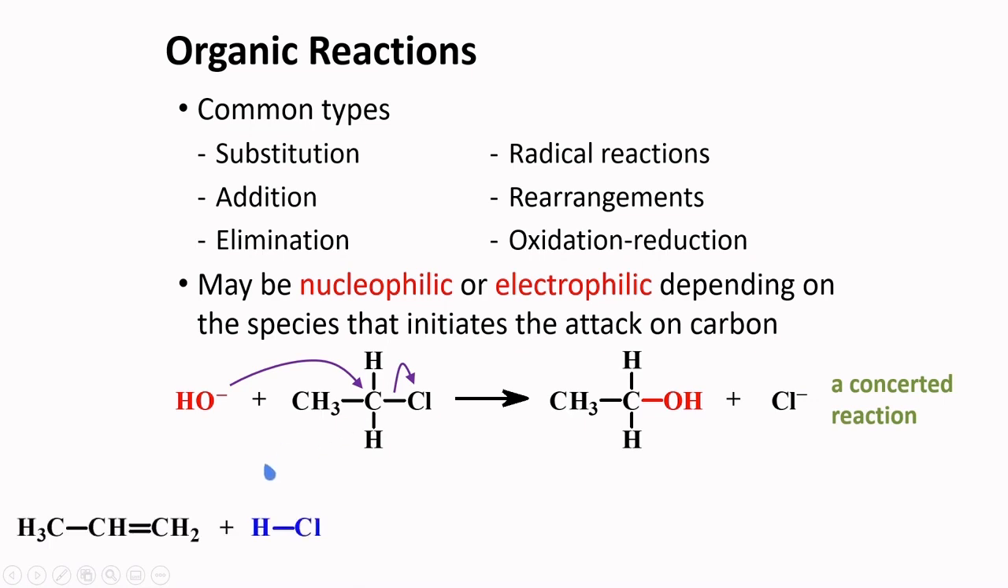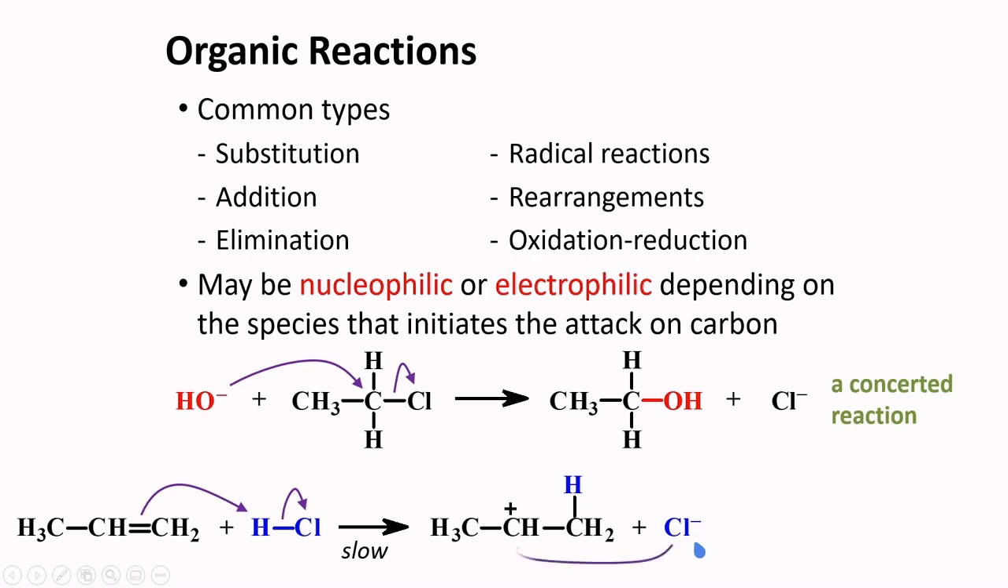In this next example, the double bond has a high electron density and will be attracted to the partial positive charge of the hydrogen. This bond will break and you will produce this species. The hydrogen is now bonded to the carbon and there will be a chloride ion. This is a slow step. The next step is the attack of this chloride ion on this carbon to form a new bond. This is a fast step. And you will produce a new compound.